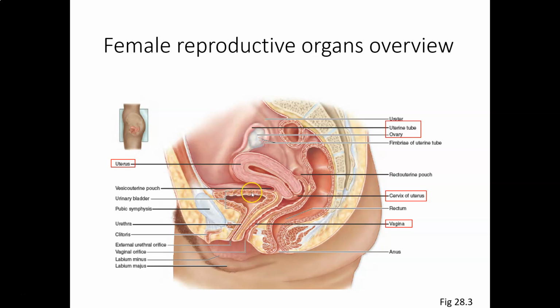So this would be the urinary bladder, right? That's the urethra. Those two are right next to each other, the urinary bladder and the uterus. One way to remember is that the uterus is more posterior. The vagina and uterus are more posterior than the urethra and the urinary bladder, position-wise. And part of the uterus is sitting on top of the urinary bladder.